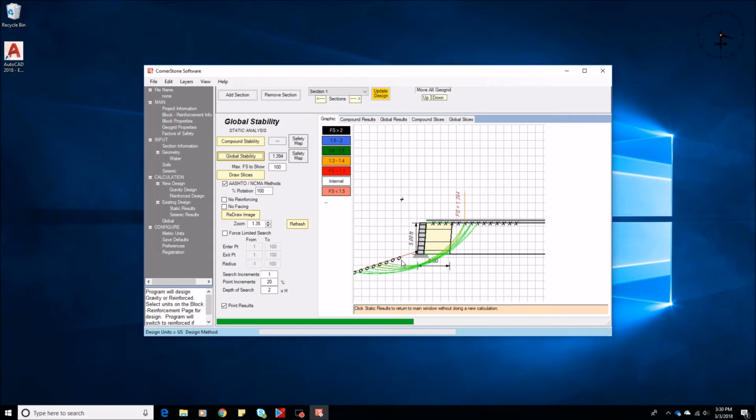So, a couple options on global. Cohesion, increase the grid length, increase the amount of embedment. By increasing the amount of embedment, obviously your wall height is going to go up.